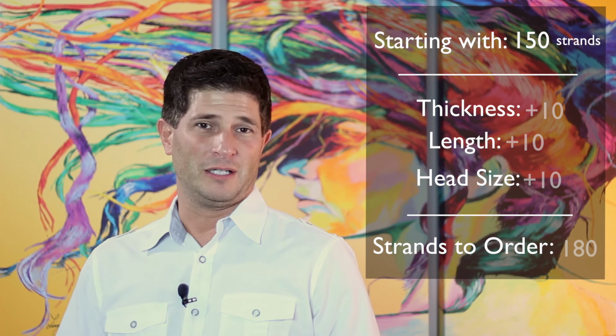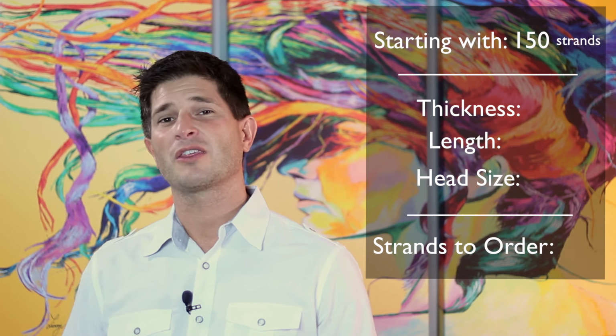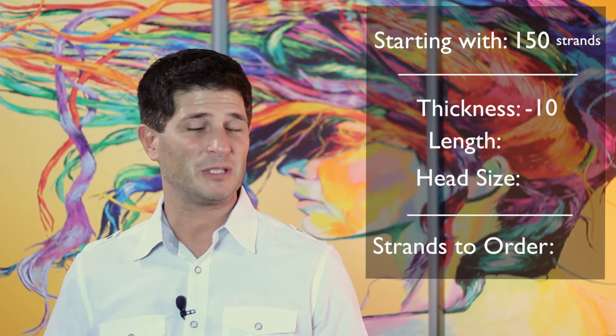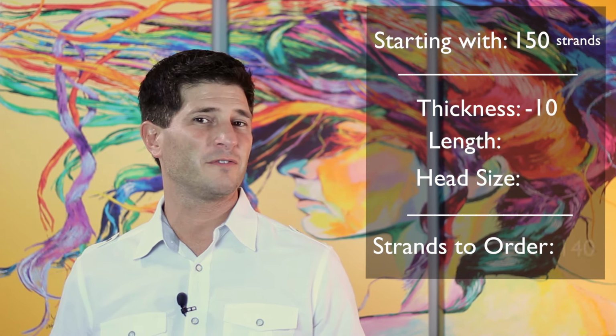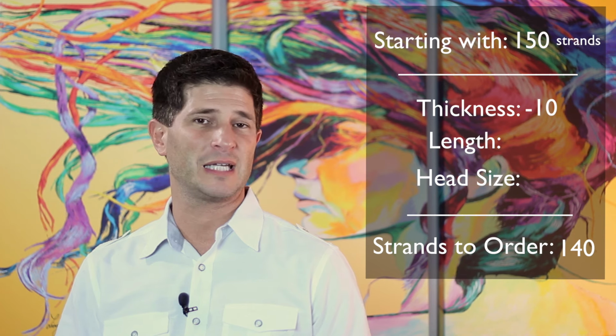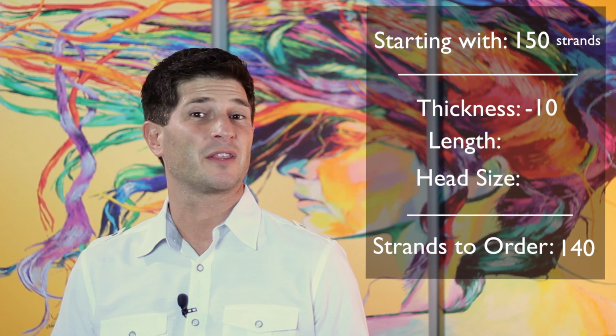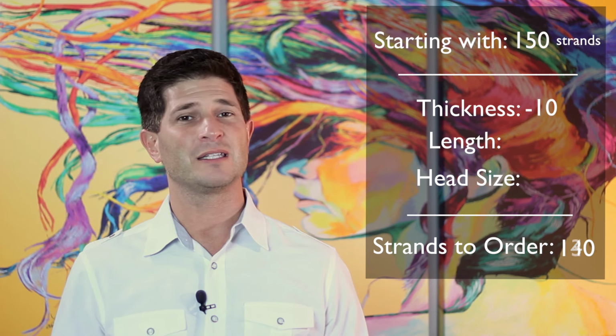Take the same scenario with a client who maybe has thin hair. We would take the 150, subtract 10 because of her thin hair, so we're down to 140. And then let's say length, not adding much length or staying about the same, mostly just doing it to thicken her hair a little, we would subtract another 10.